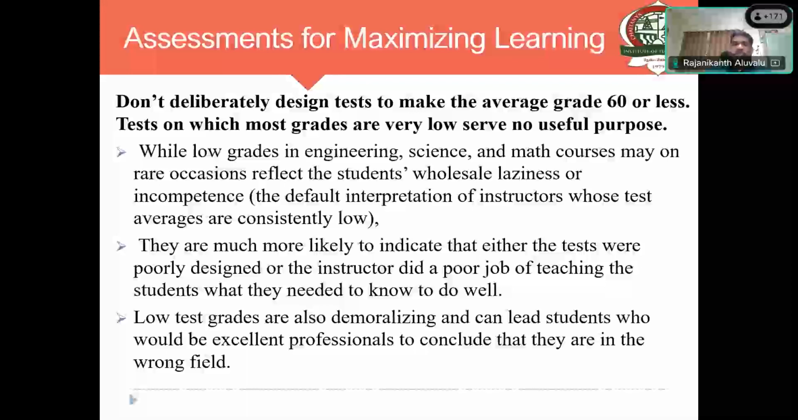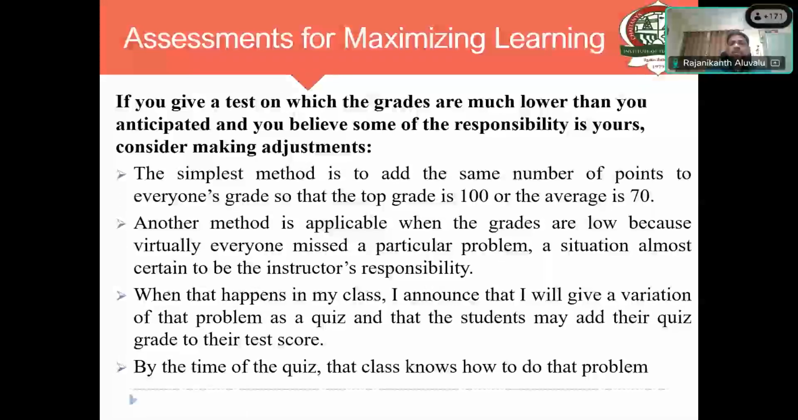Okay. The next one is: if you give a test on which the grades are much lower than you anticipated, and you believe some of the responsibility is yours, consider making adjustments. We call this tuning. Say, for example, it's a 100 marks exam and you expected 80 percent performance, but after your evaluation the performance has come only 50 percent. It means the whole class average is 50 percent. You expected 70 percent. The learning has not taken place, right?